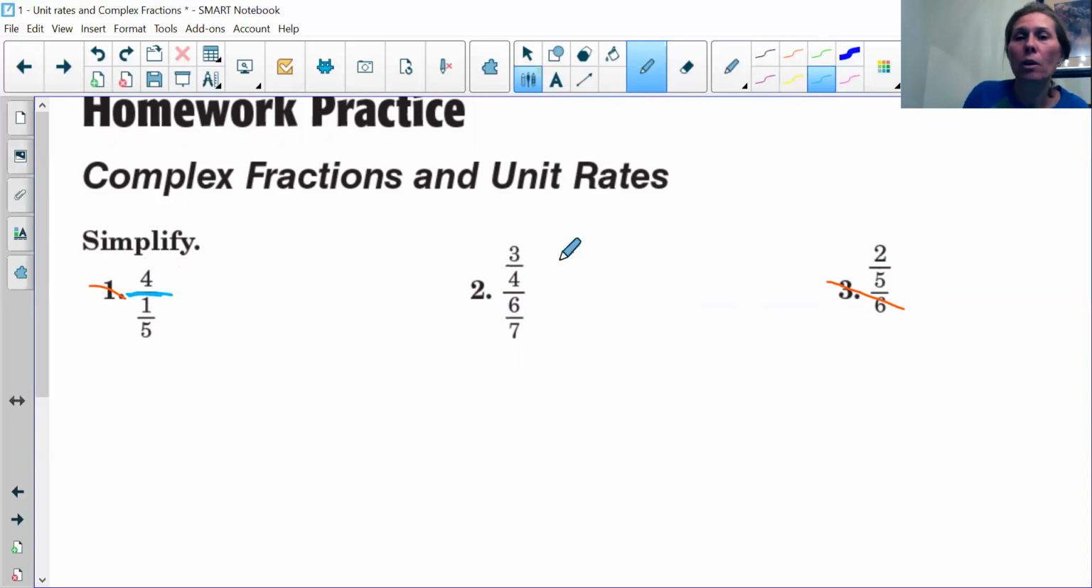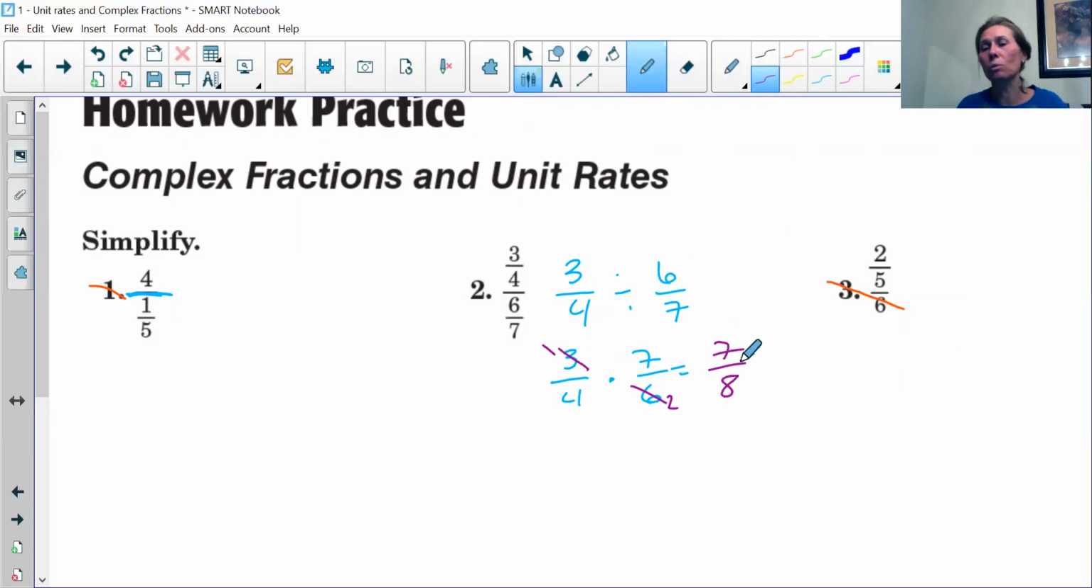So number 2, 3/4 divided by 6/7. So 3/4 divided by 6/7 gives me 3/4 times 7 over 6, which gives me 20. Oh, I can cross simplify. Why would I not cross simplify? That doesn't make sense. Which gives me 7 over 8. Now, if you got 21 over 24, that's fine. Simplify it. And there's your answer, 7/8. All right. So at this point, pause it. Then do your problem. See if you get it right.